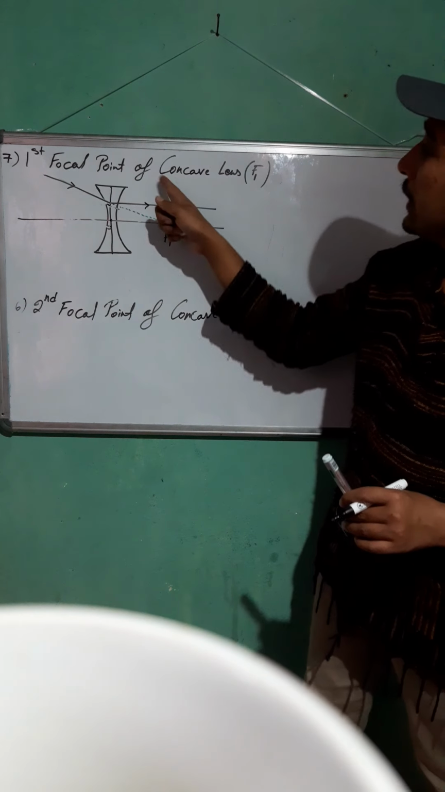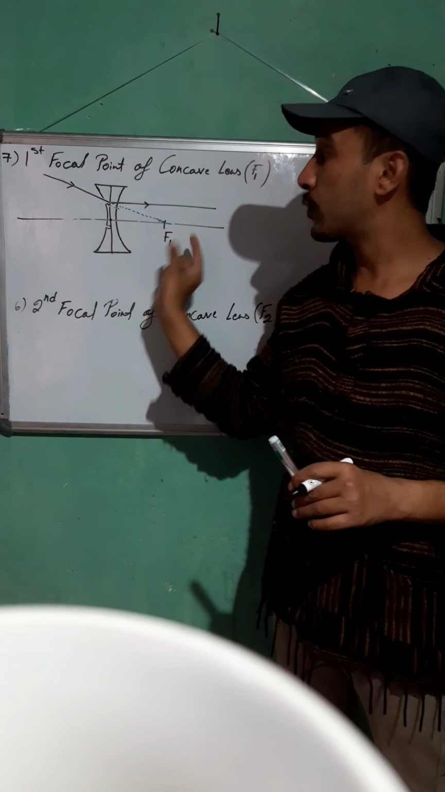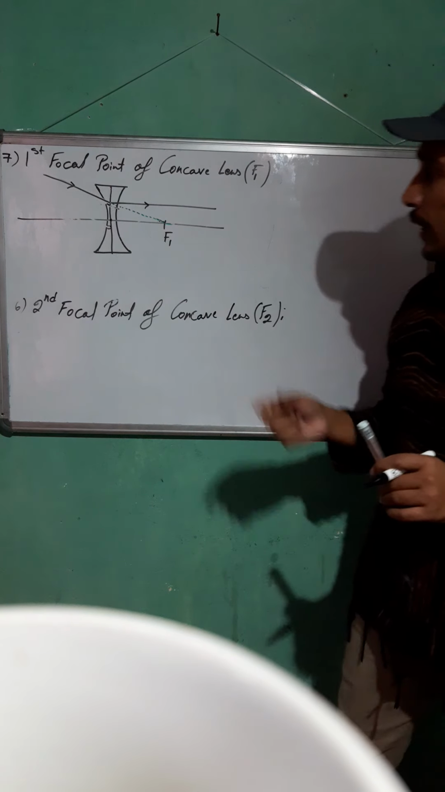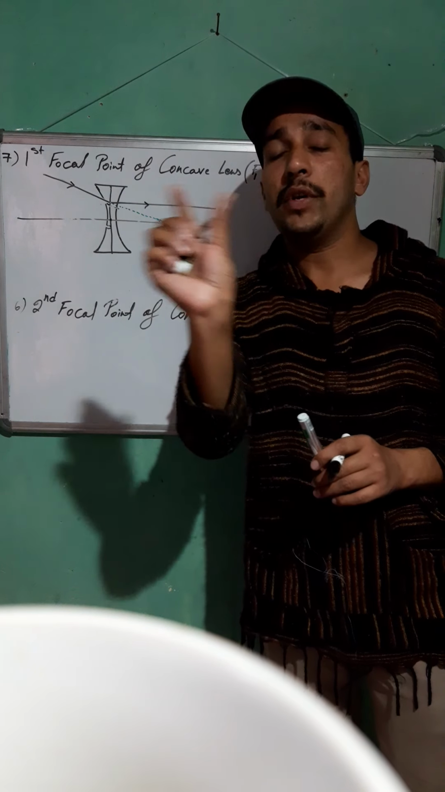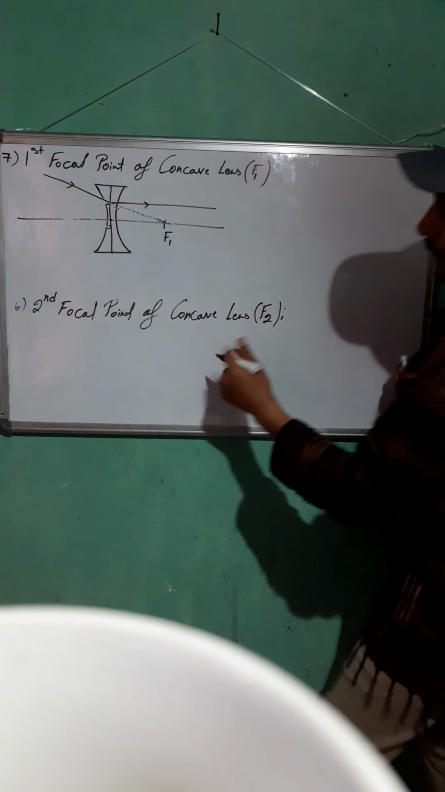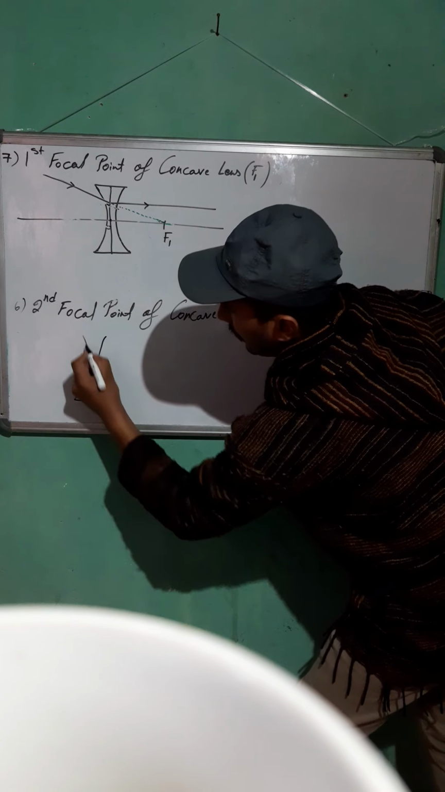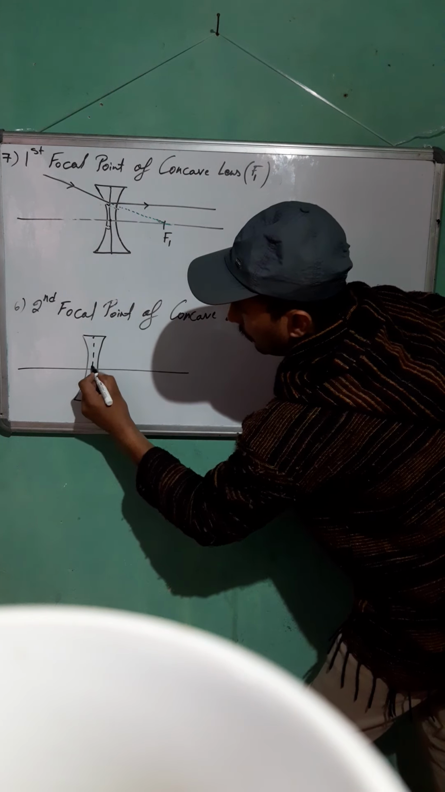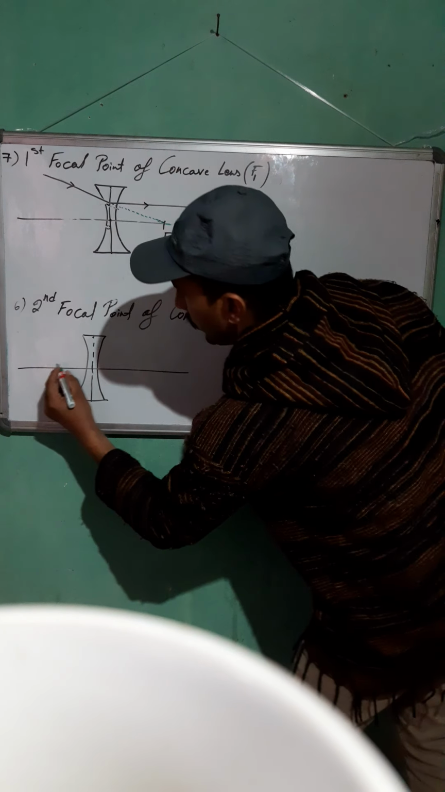So it is a point on the principal axis of concave lens such that a ray of light which appears to come from that point after refraction becomes parallel to the principal axis. So remember that word, appearing or appears. Next, let us do this for the second one too. So F2, the second focal point, F2 will be here.